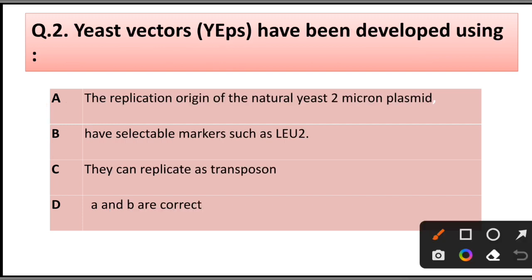Question number 2. Yeast vectors have been developed using the replication origin of the natural yeast 2 micron plasmid, have selectable markers such as LEU2. They can replicate as transposons. A and B are correct. Answer is option D. A and B are correct.